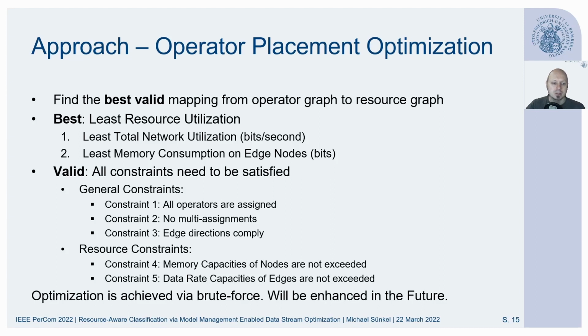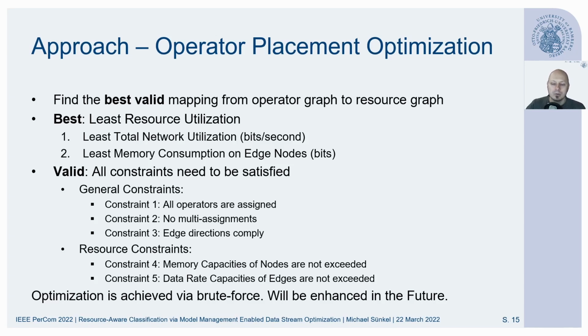The final optimization step of our approach is operator placement optimization. Within operator placement optimization, it is about finding the best valid mapping from operator graph to resource graph. The operator graph here is the redundancy eliminated graph from the step before, and the resource graph is the representation of the physical infrastructure with its limitations. Best in this concern means the least resource utilization. So the mapping that uses the least resources regarding our defined resource metrics.